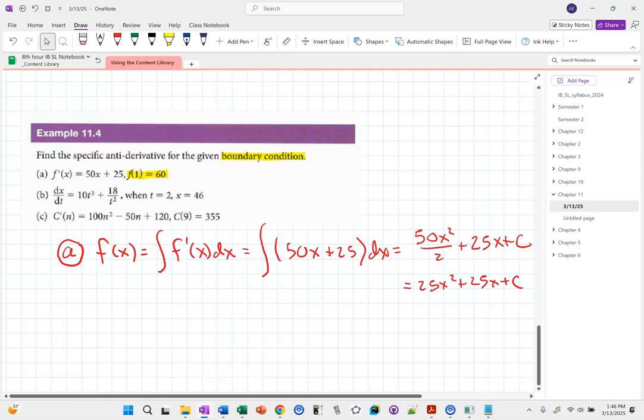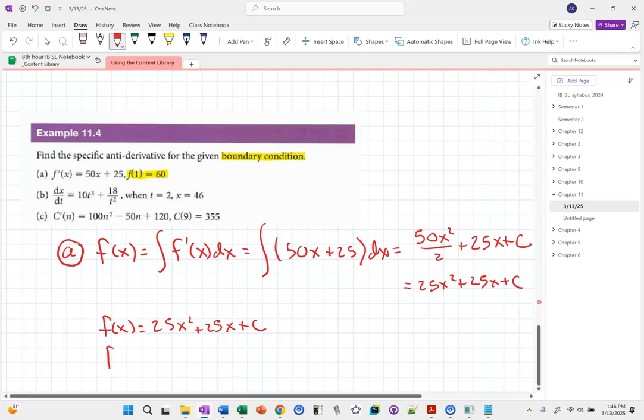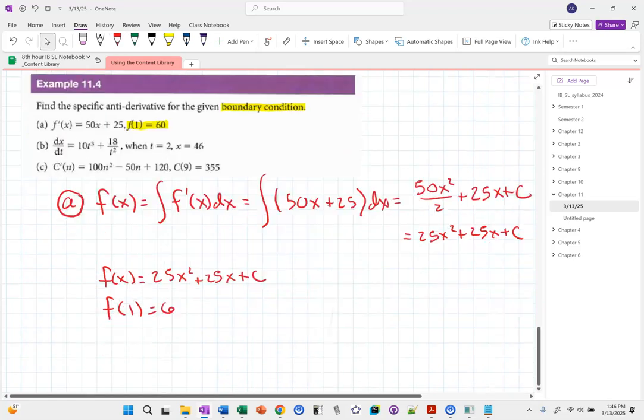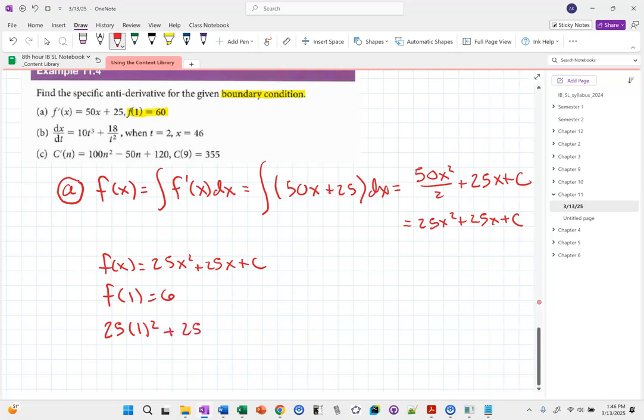Now I'm going to use that c. Since I know that f of x is equal to 25x squared plus 25x plus c, and I know that f of 1 is equal to 6, I know that 25 times 1 squared plus 25 times 1 plus c has to equal 6. Oh, 60, excuse me. Everybody feel good? Now all I have to do is solve for c. I subtract 50 from both sides and I get c is 10.